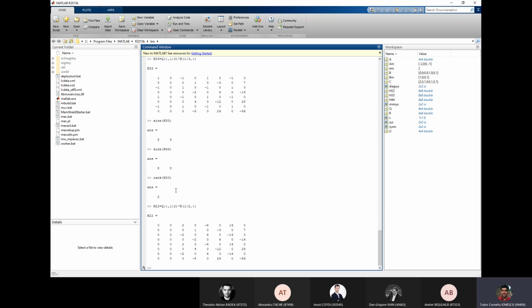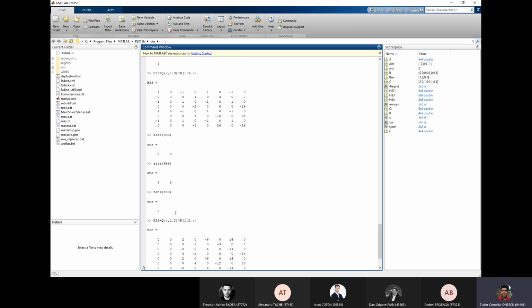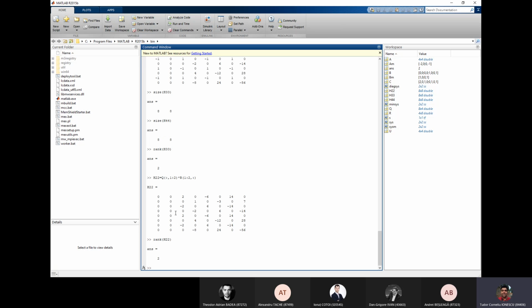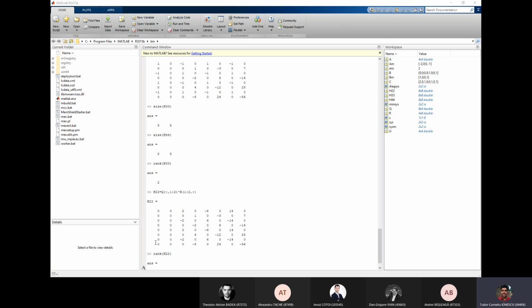Okay. So rank. You see, it's once again 2. Okay, it's once again 2. So indeed, the dimension of the minimal realization is 2. Okay, the dimension of the minimal realization is 2.